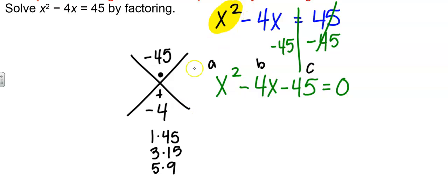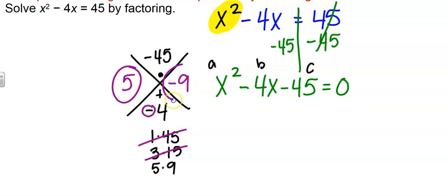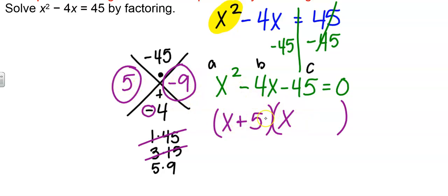Well, 1 and 45 is way too big. That's not going to be 4. 3 and 15, if we think subtraction, that's still 12, a little too big. But 5 and 9 is going to get us to negative 4. 5 and 9, and the rule is it keeps the sign of the bigger number. So since we're getting to a negative 4, that means my bigger number is negative. So here are my two factors. When a is just 1, it goes right into double bubble. X into each. 5 is positive, x plus 5, minus 9, x minus 9, equals 0.